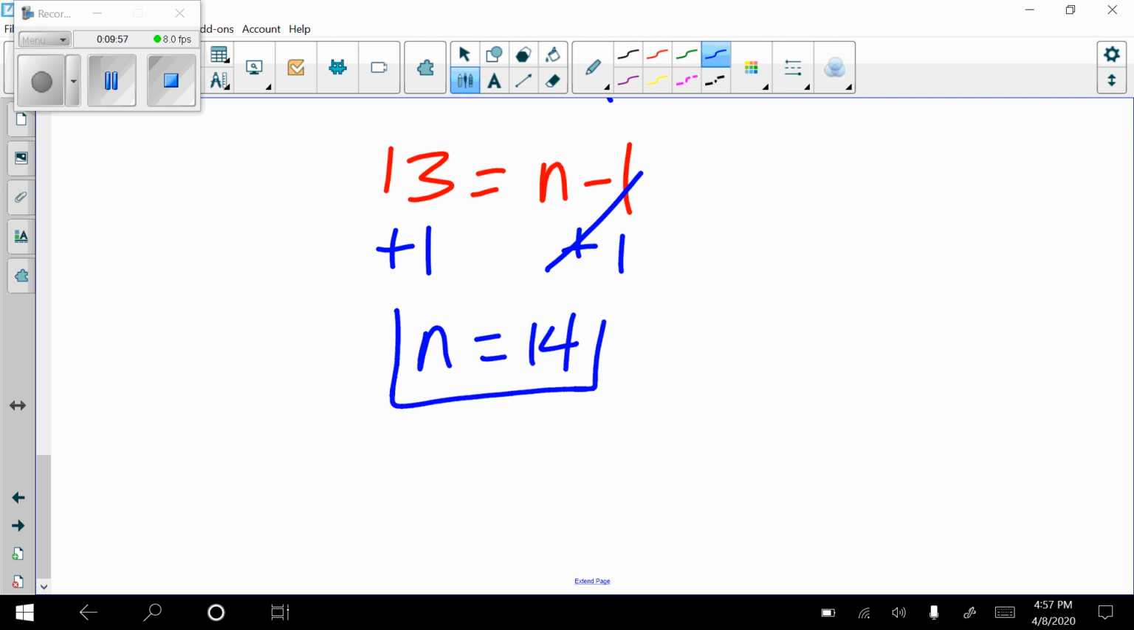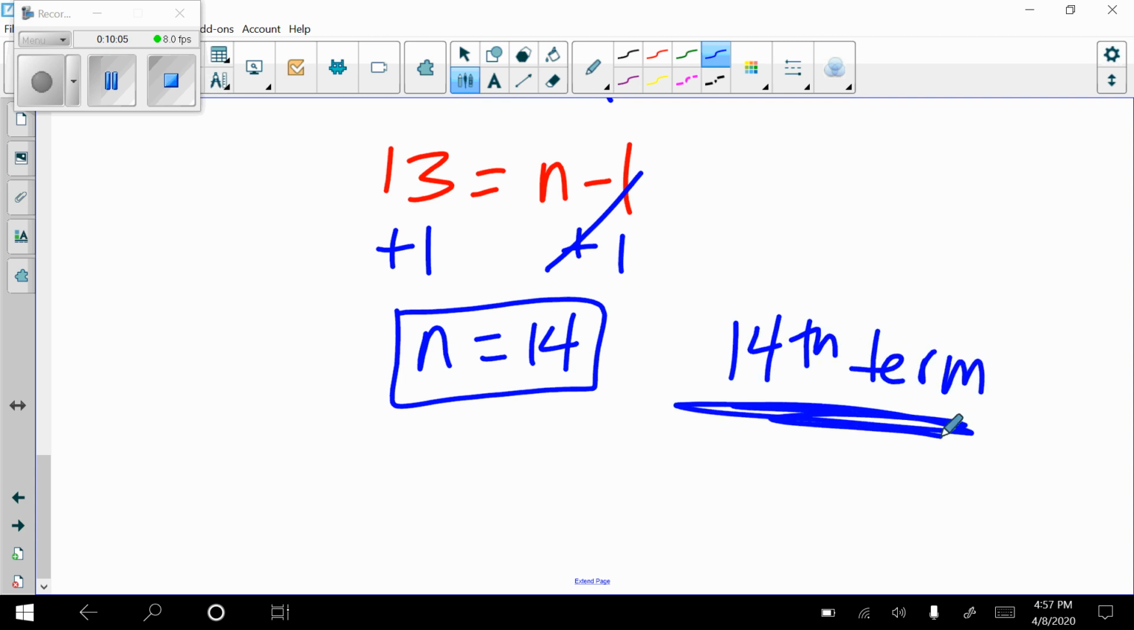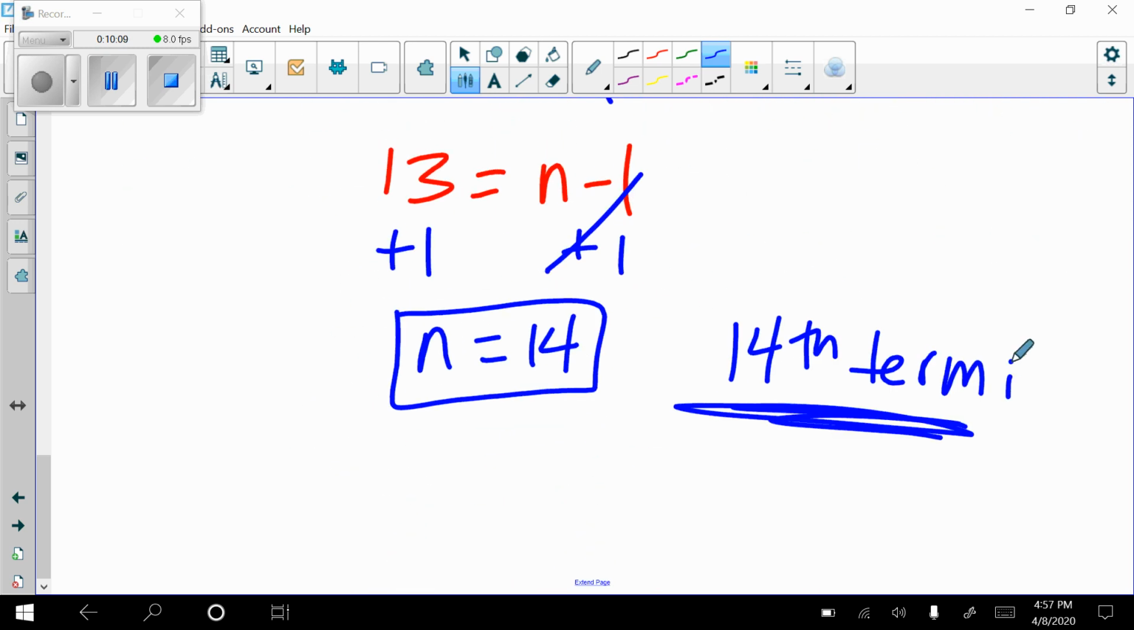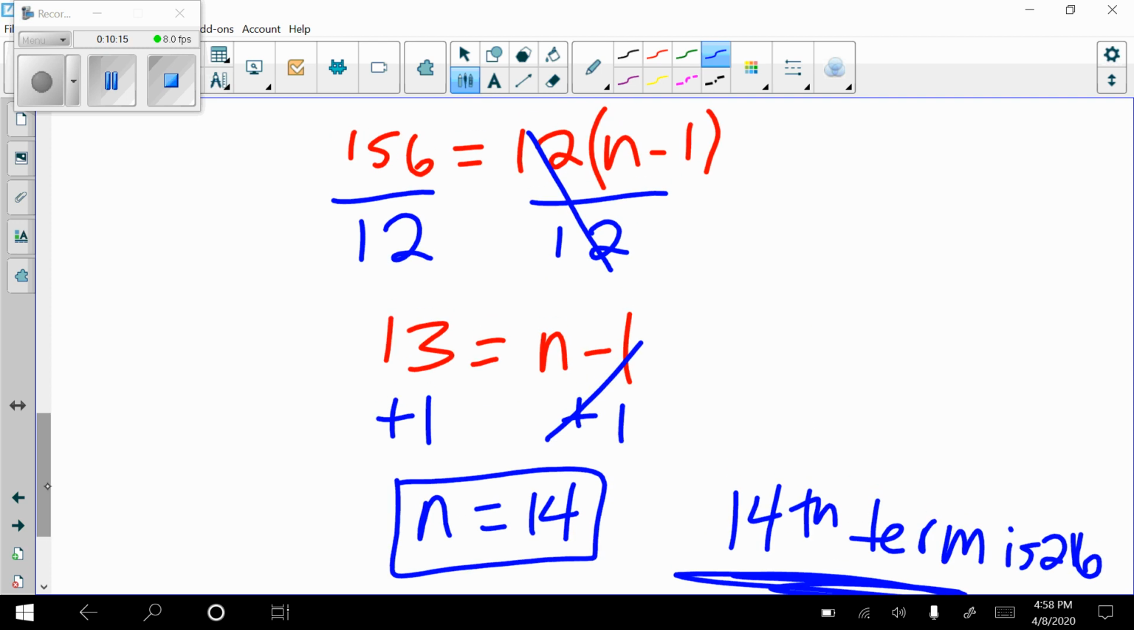So if we get that n is 14, what that means is the 14th term is what I was looking for. That would be the number 216 that I was asking you to find. So now go to that practice assignment, work on those examples, and ask me if you have any questions.